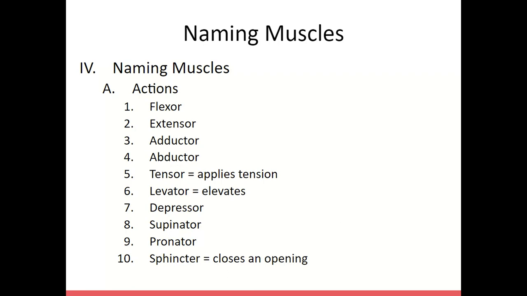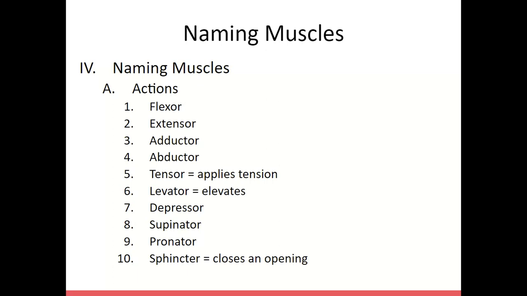We have the adductor and abductor, and these do exactly what you think they would do from the joints chapter. Adduct, adductor, you add together, so it brings the body parts closer to the body midline. Abductors are going to move away from the body's midline, or they're going to spread.